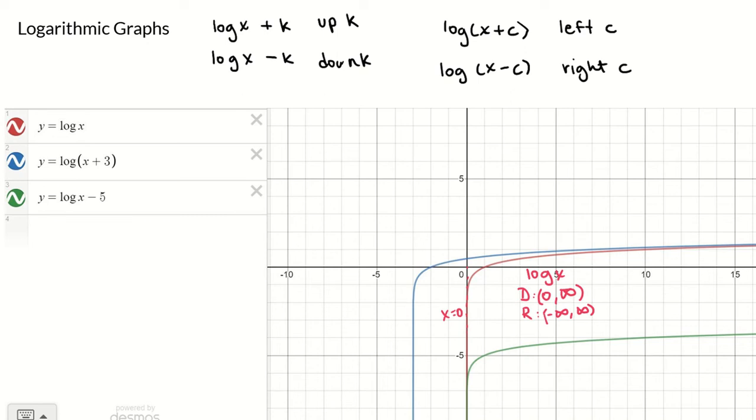And then the graph of log of x plus 3, since that's a change to the argument of the log, shifts the graph left 3 units. So that's the graph in blue. So the graph of log of x plus 3 has asymptote at x equals negative 3, which changes the domain to negative 3 to infinity, and the range remains negative infinity to infinity.